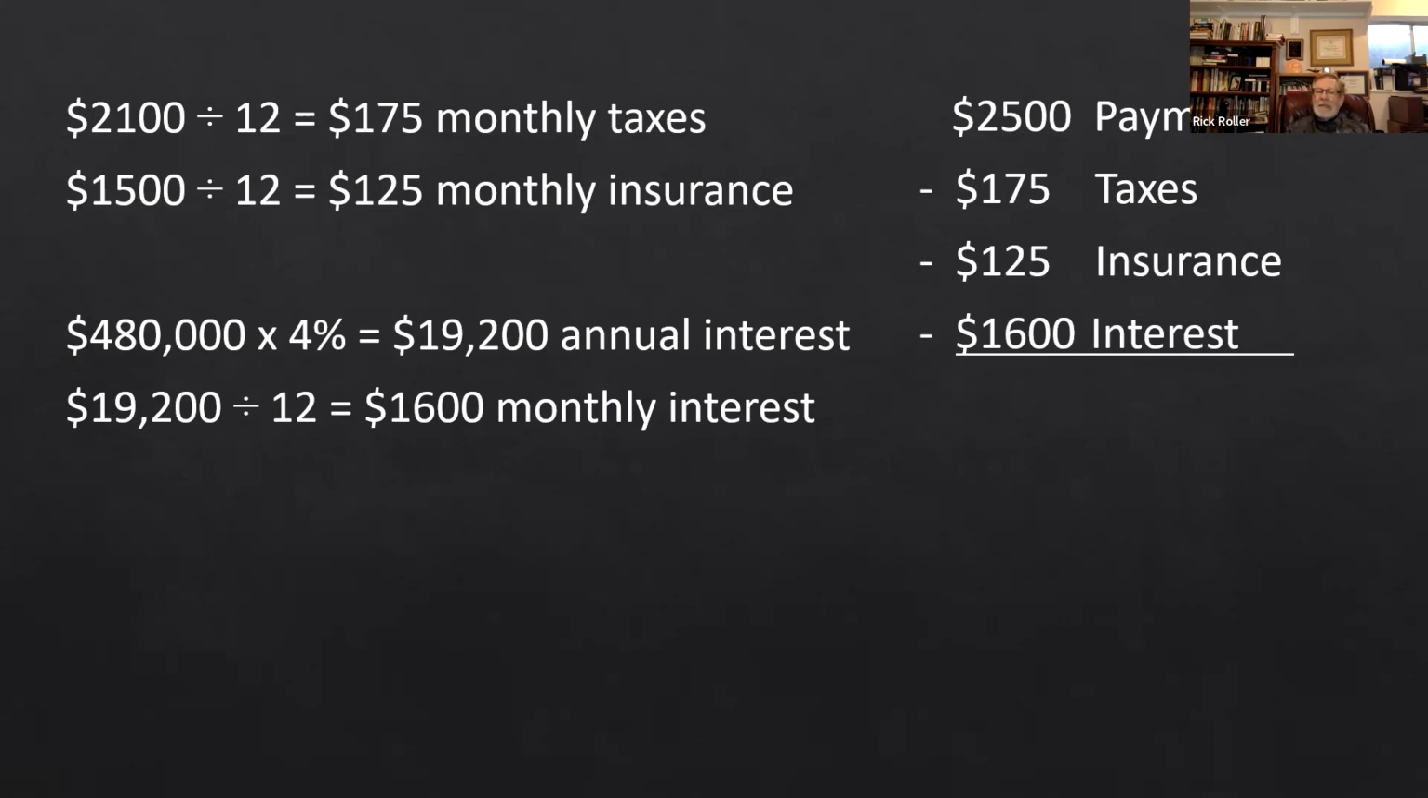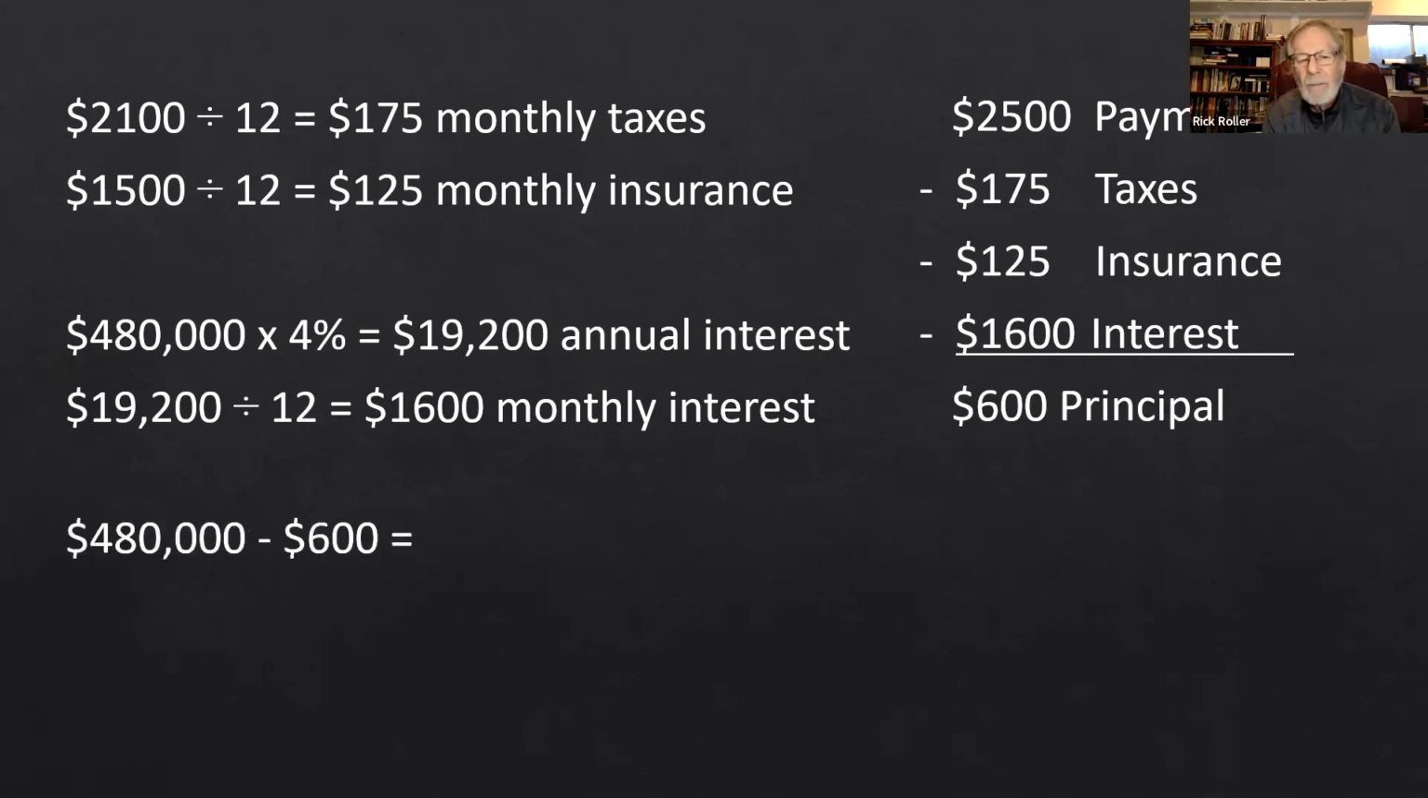This is a PITI payment. So we take the $2,500, we take these 3 other expenses out of that payment, and that gives us a principal reduction of $600, right? So what do they want to know? Do they want to know what was the principal balance? Do they want to know what was the principal reduction or what was the loan balance?